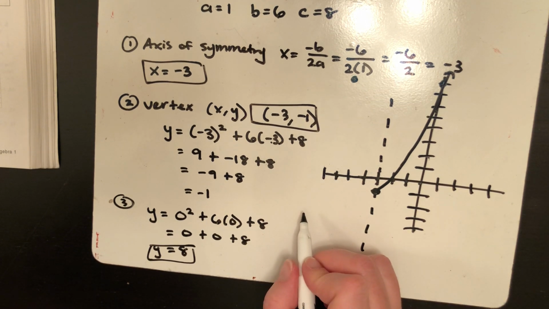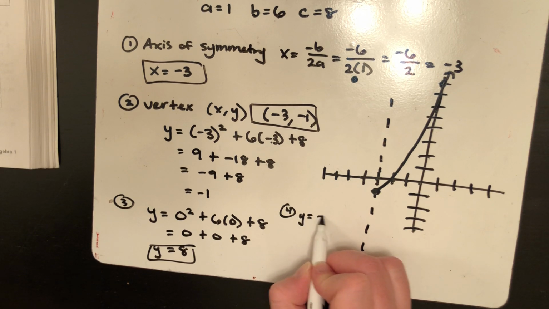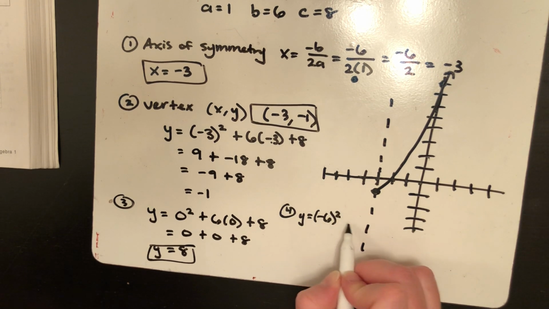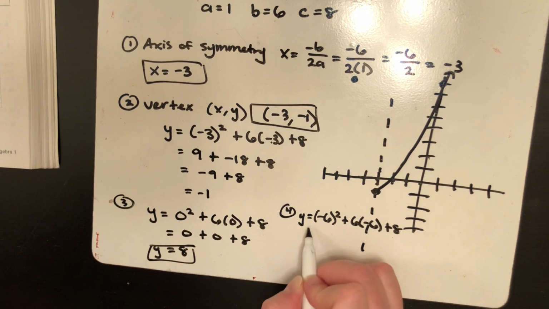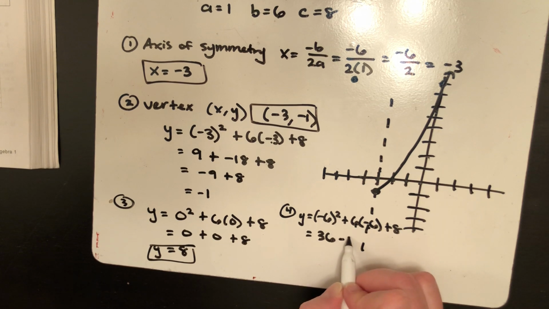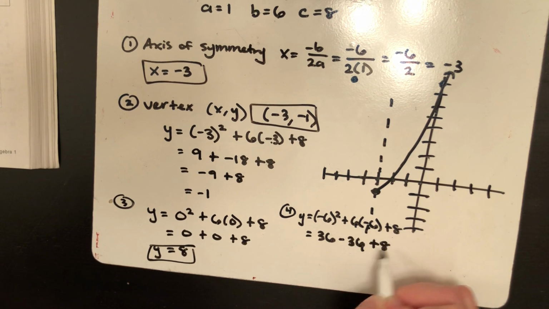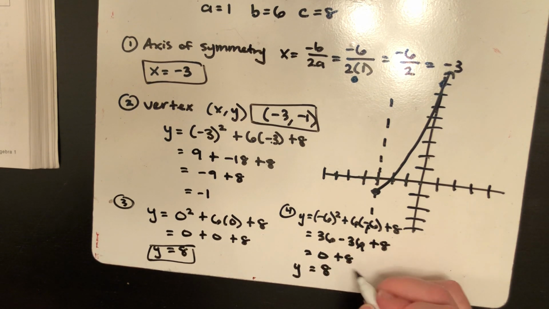So what if I plug in -6 into my equation for part 4? So y equals -6 squared plus 6 times -6 plus 8. -6 squared is 36. 6 times -6 is -36 plus 8. 36 minus 36 is 0 plus 8. So I get y equals 8. So that's the point, -6, 8.